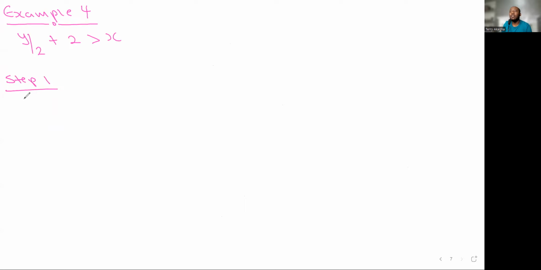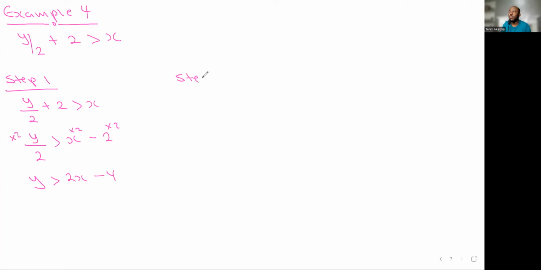Okay, so we have y over 2 plus 2 is greater than x. All right, then in order to remove this 2, I multiply both sides by 2, or better still, I can take 2 to the other side first. So it's going to give me y over 2 greater than x minus 2. Okay, so what do I do now? To remove this, I multiply both sides by 2. I multiply everything by 2. So it's going to give me y is greater than 2x minus 4. All right, so this is that.